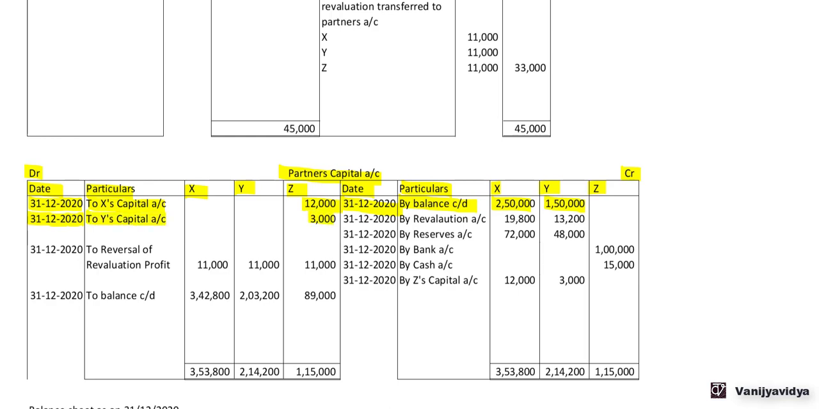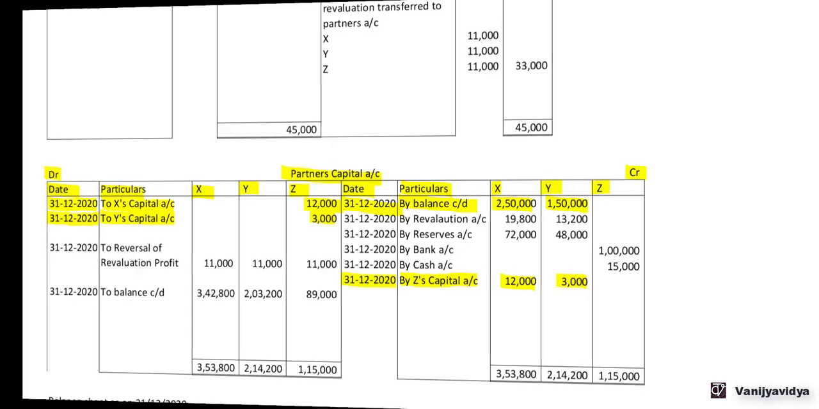Now we also need to give the effect of this entry to X capital account and Y capital account. So on the credit side of X capital account and Y capital account, 31st December 2020, by Z's capital account 12,000 for X and 3,000 for Y. We have to be very careful in posting these ledger entries wherein there is transfer of something from one partner's capital account to others. We need to post the entries in the correct column of the partners.